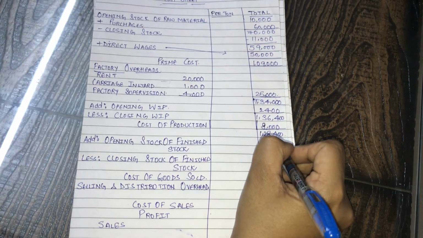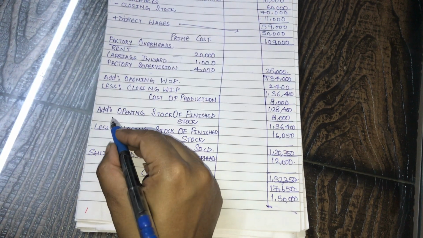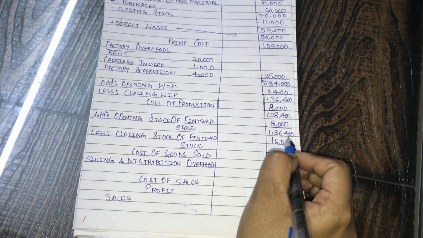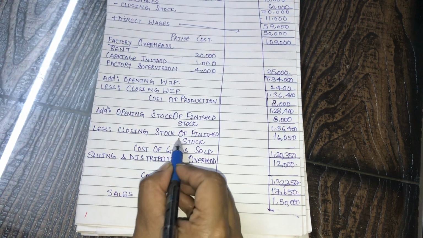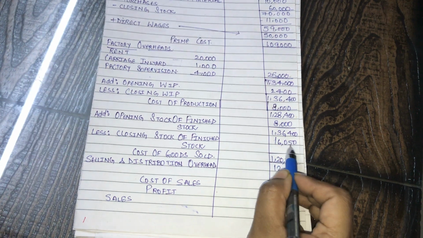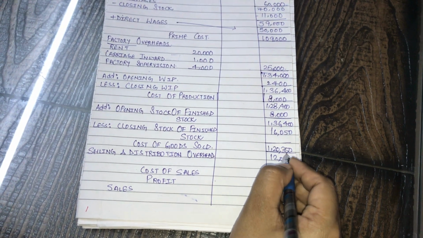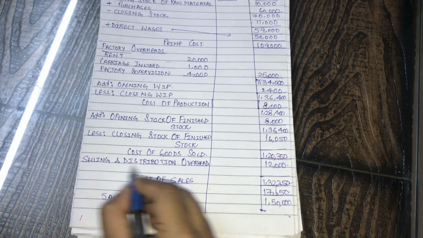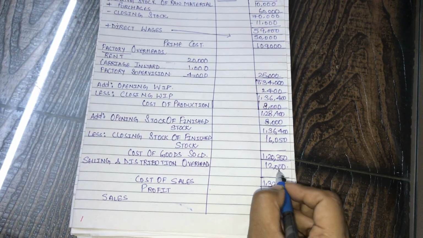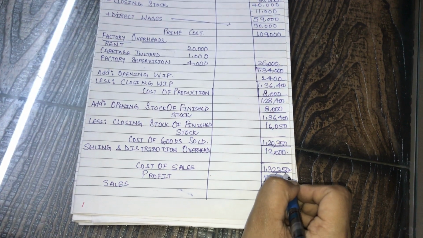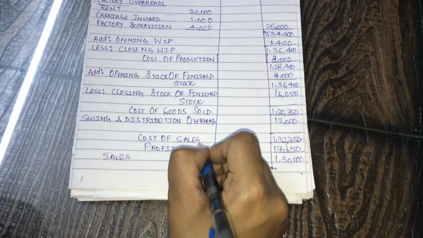That comes as cost of production. Then add opening stock of finished stock, 8,000, that comes to 1,36,400, less closing stock of finished stock, that is 16,050, that comes to cost of goods sold, 1,20,350. And the selling and distribution overheads given over there is 12,000. By adding this it is 1,32,350, that is cost of sales.